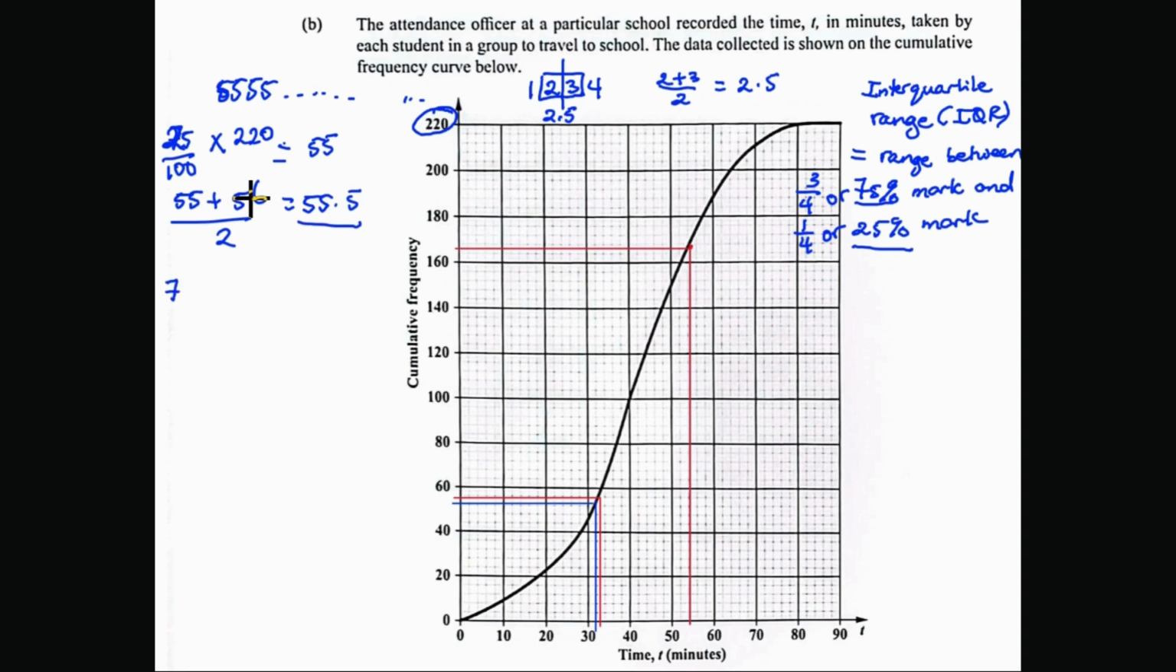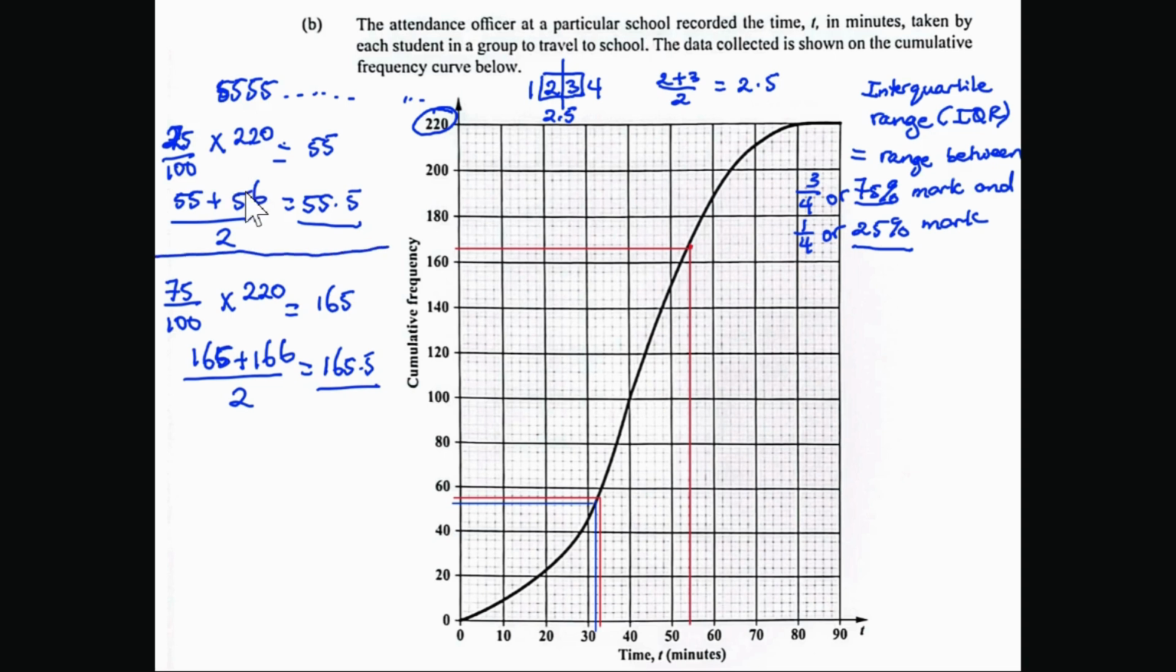Now we have to look at the 75th percentile, which is 75 over 100 multiplied by 220. This gives me 165. Again, we need to find the middle number, so we'll look at 165 plus 166 and find the average of those, which is 165.5. So for the 25th percentile, we need to find the time that corresponds to 55.5, and for the 75th percentile, the time that corresponds to 165.5.